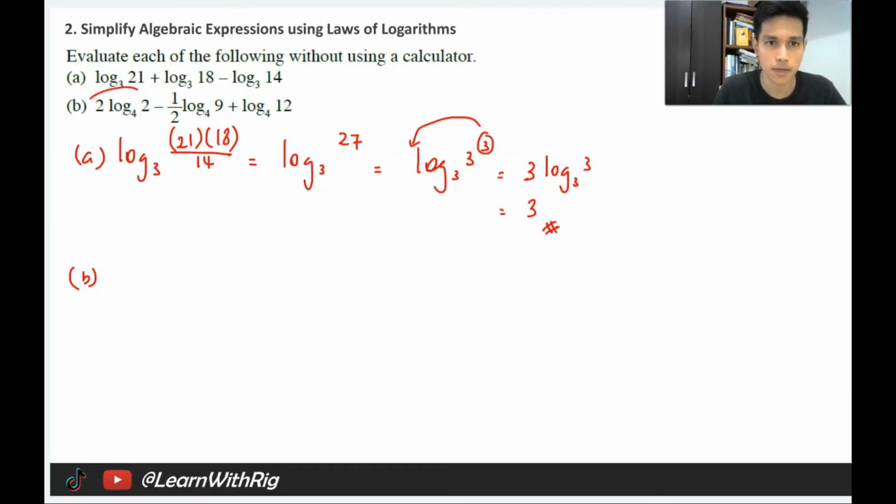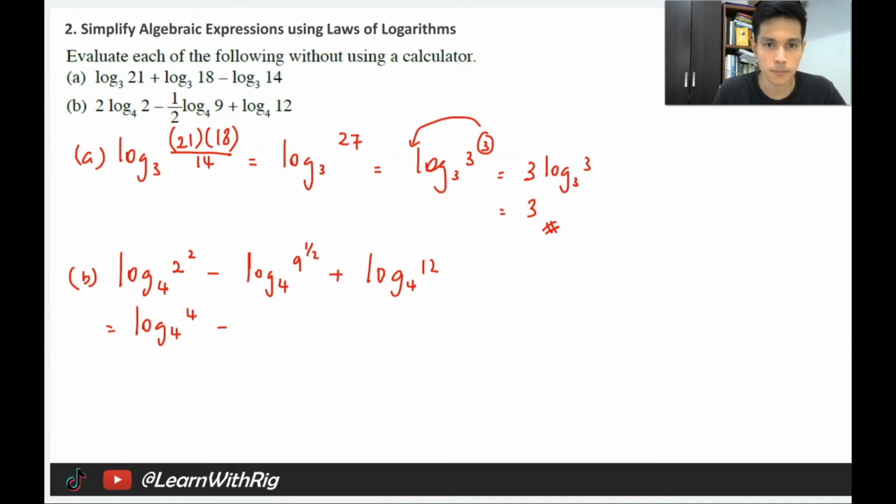I cannot combine the logs here, because here you have 2, here you have 1 over 2, so it becomes very confusing. So better I shift everything to the top. So log 4 base 4, 2 power 2 minus log 9 power 1 over 2 base 4 plus log 12 base 4. So here, right, actually you can straight away combine them.